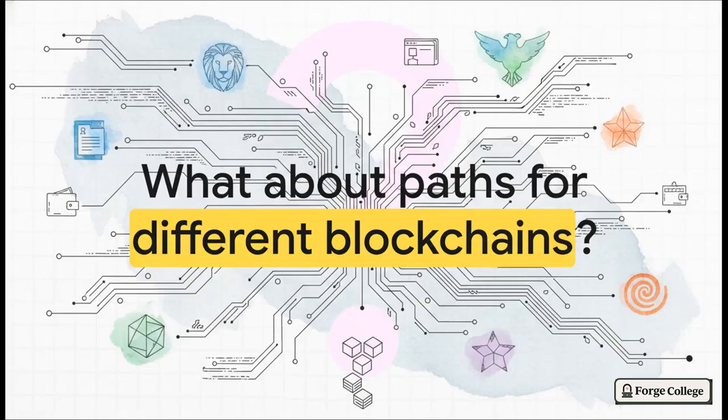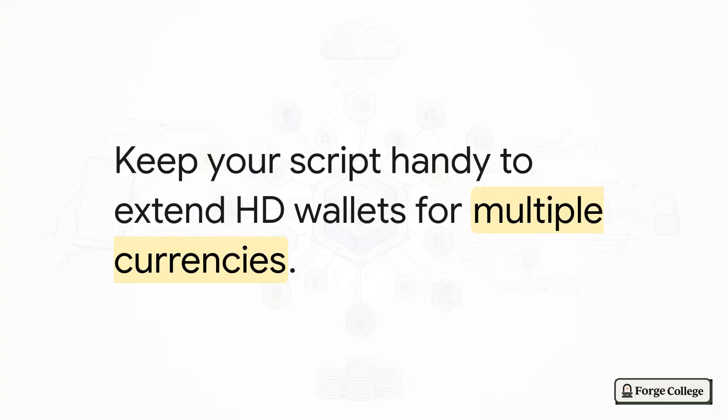But that does leave us with a pretty fascinating question, doesn't it? What happens when we need to derive paths for completely different blockchain currencies? We've successfully conquered local accounts for a single chain today, sure. But how does this exact same blueprint adapt if we suddenly decide we want to hop over to a totally different ecosystem? Well, I hate to say it, but that is a puzzle for our next build. Definitely keep your script handy and saved securely somewhere, because next up we'll be extending HD wallets for multiple currencies. We're going to use this exact same foundation to cross blockchain borders.